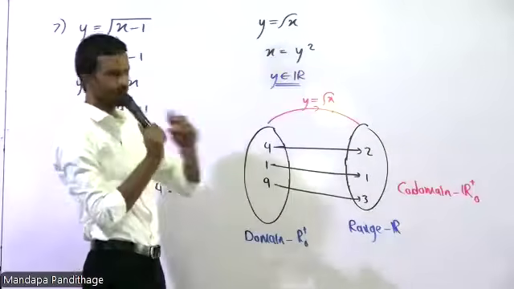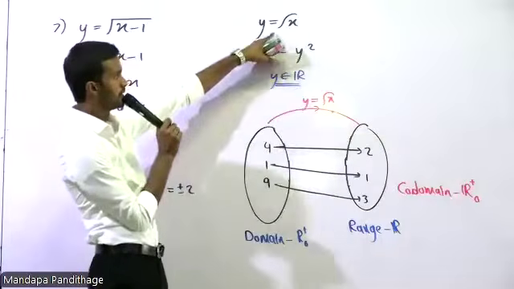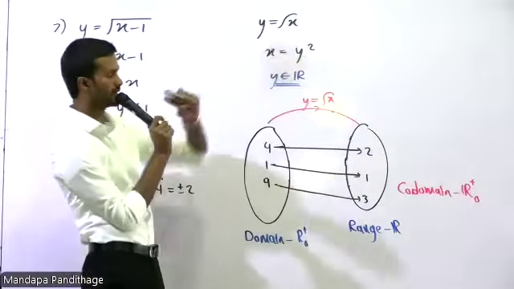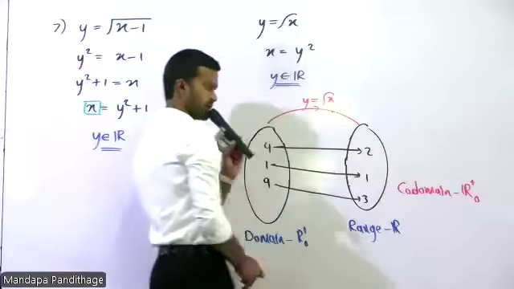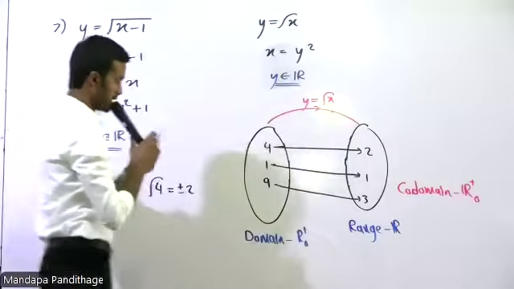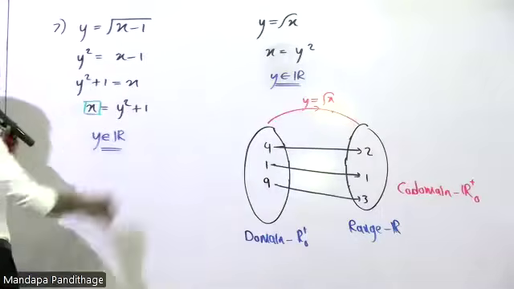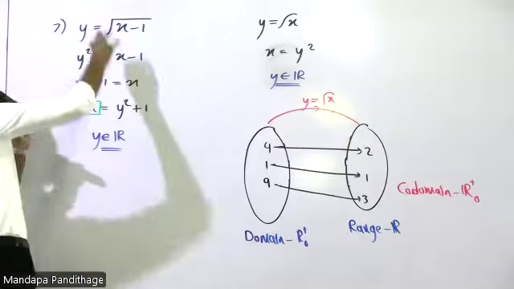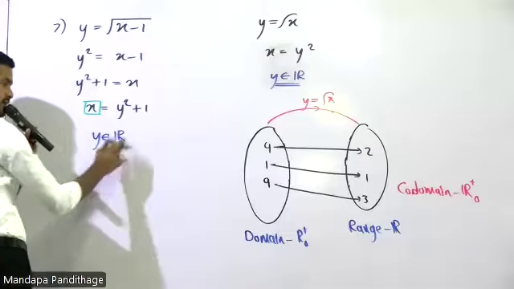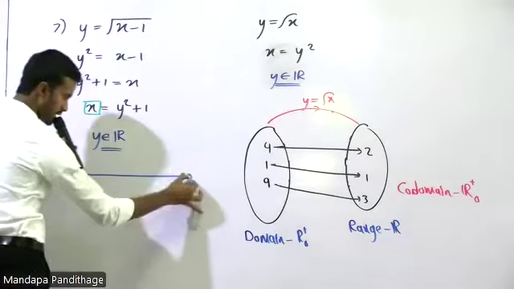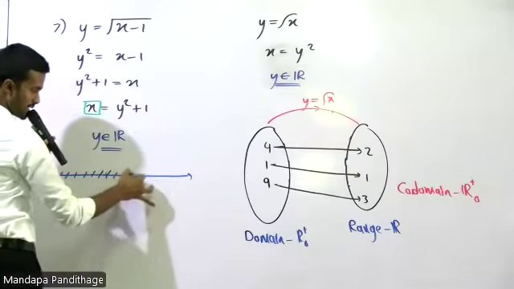Every other function you have to do in the normal way. But only in the square root function, we define the codomain as the positive real number set. Because of that, whatever range we get, just find the range in the normal way. And whatever range we get, I'm getting the entire real number set as the range.